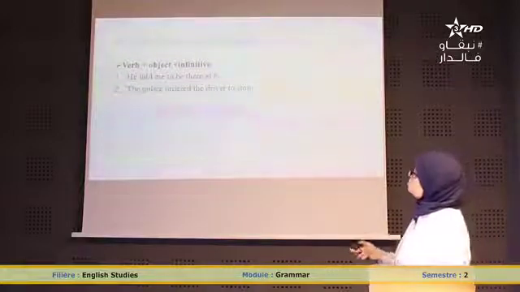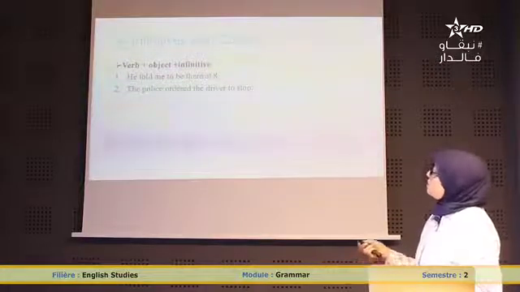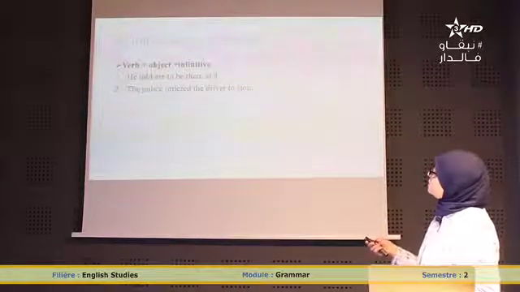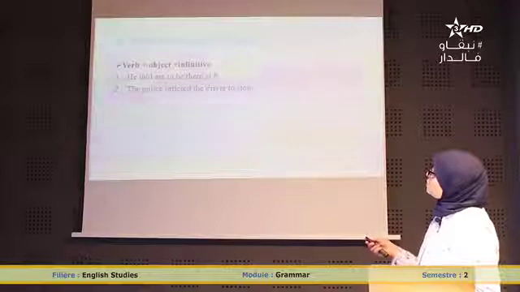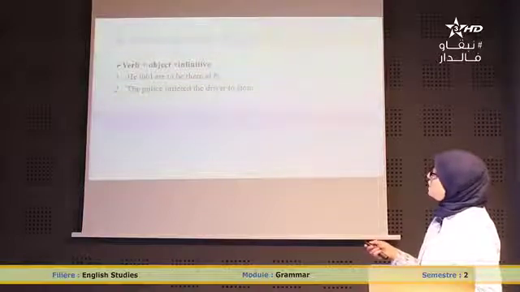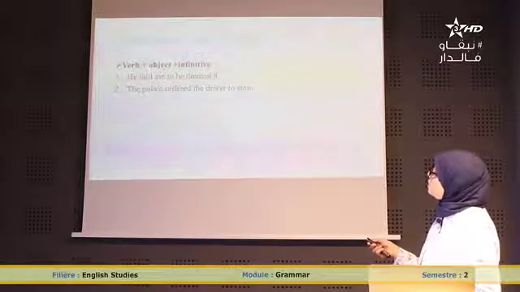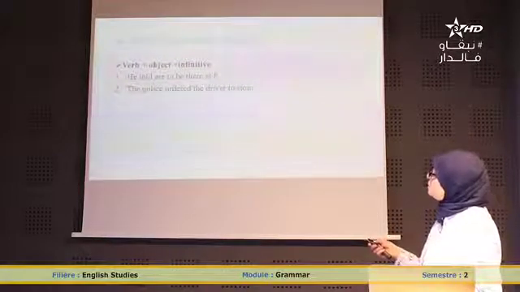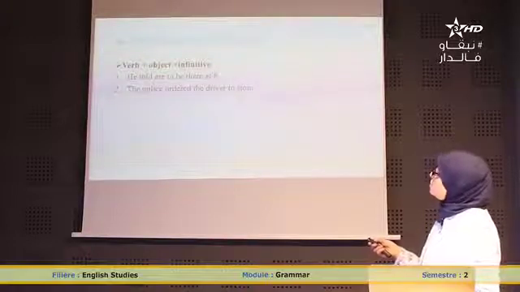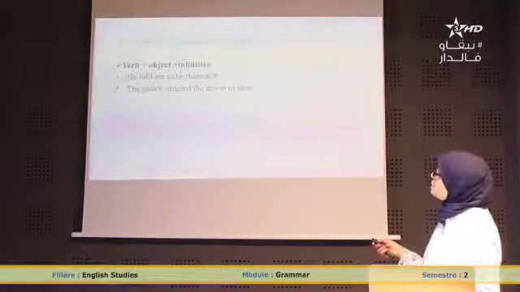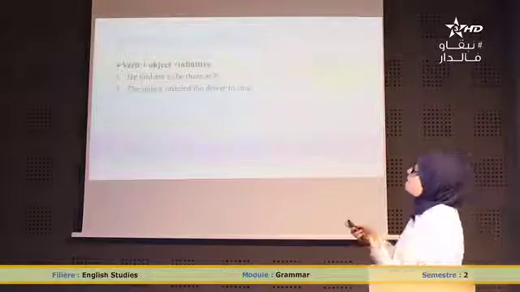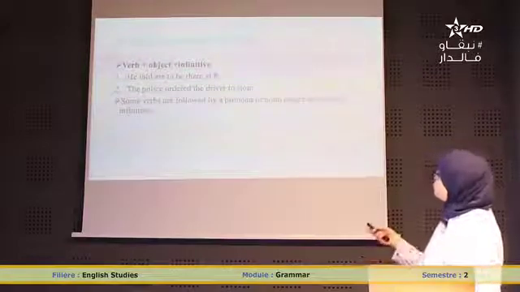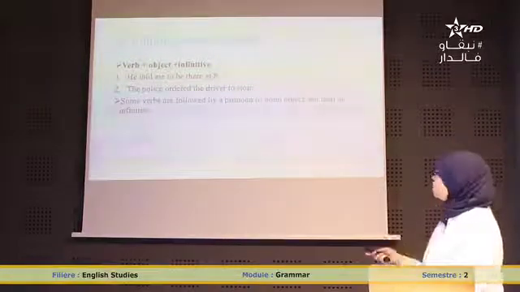The police ordered the driver to stop. Again, we have the verb ordered. We have the infinitive here. And between ordered and the infinitive, we have the driver, which is the object of the verb order. It's like the police ordered whom? Ordered the driver to stop. Then we separate the infinitive from the main verb with an object pronoun because it's very important for the meaning of the sentence. Now some verbs are followed by a pronoun or a noun object and then an infinitive.